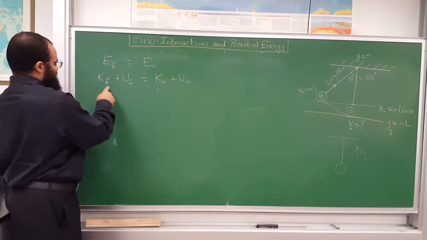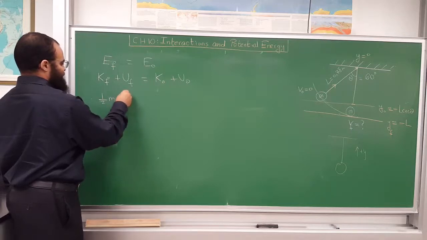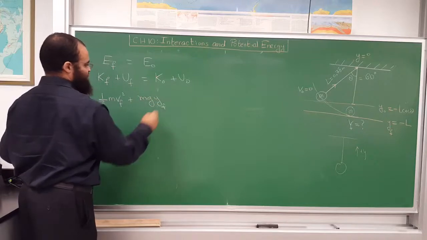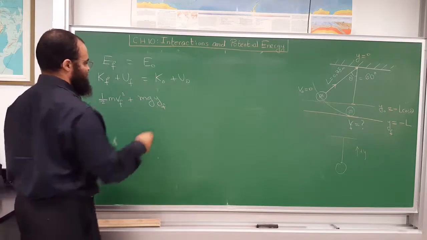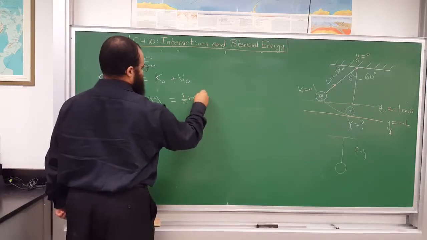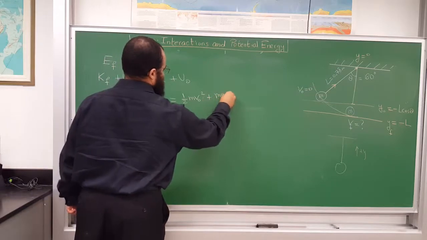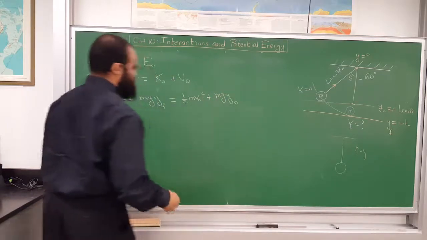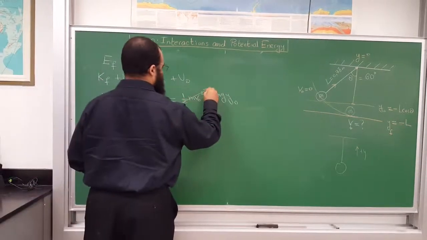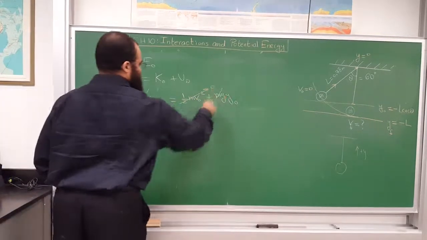Kinetic energy at the end is 1/2 mv final squared. Potential energy at the end is mgy final. This is gravitational potential energy. Kinetic energy at the beginning is 1/2 mv initial squared. And potential energy at the beginning is mgy initial. We're assuming the initial speed at the beginning is 0, so this whole part drops, becomes 0. Notice the mass can be divided out.